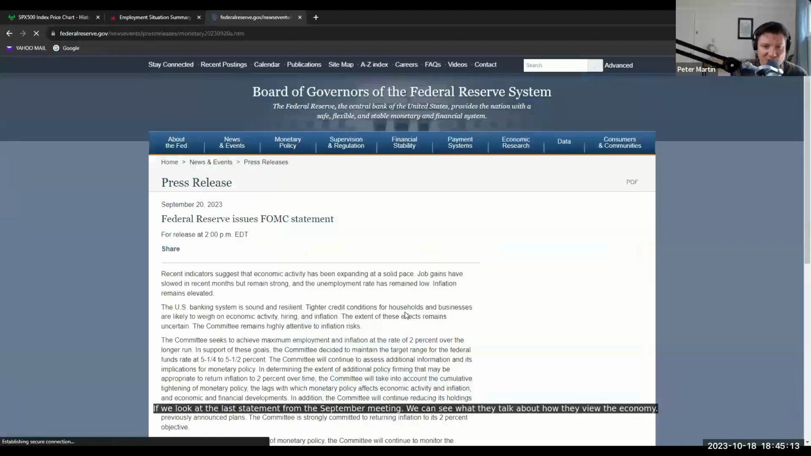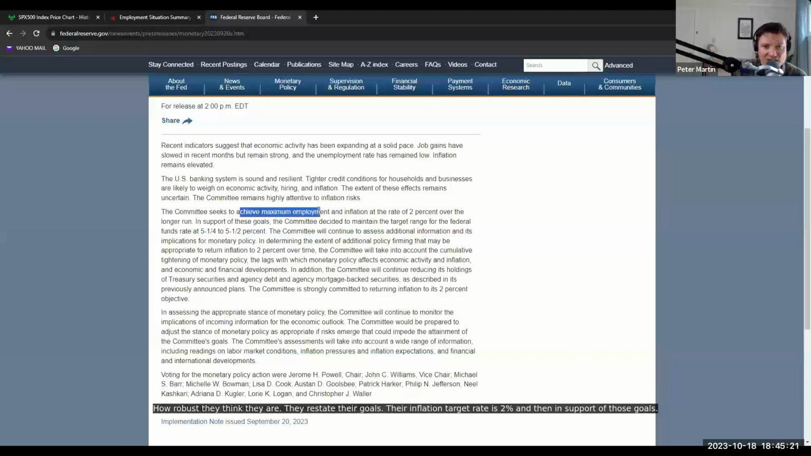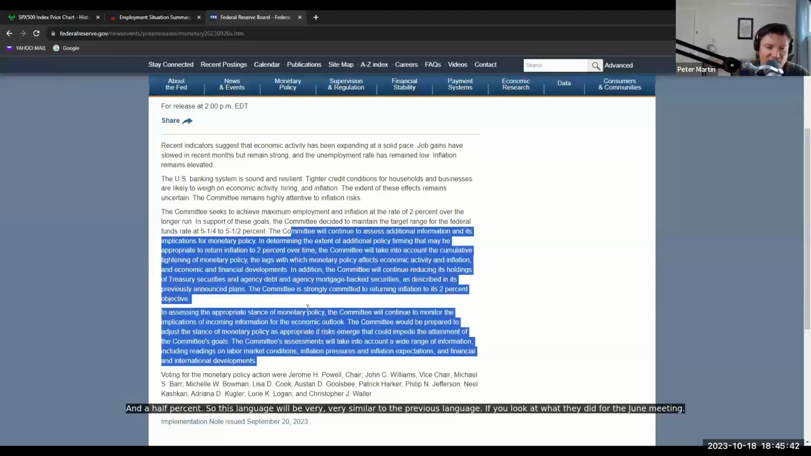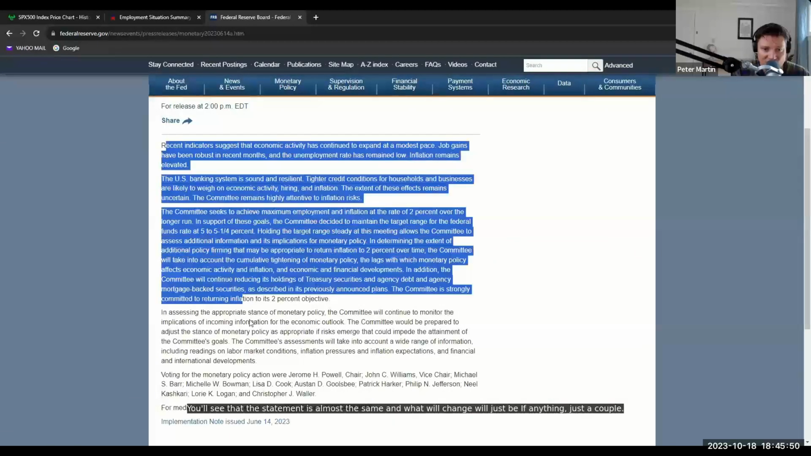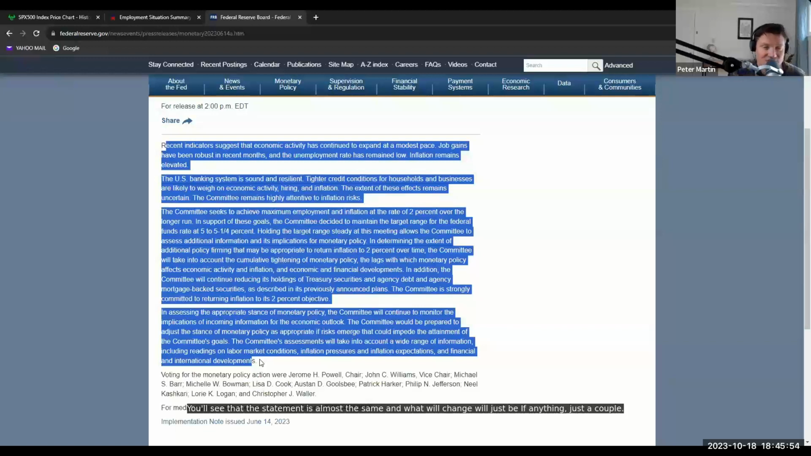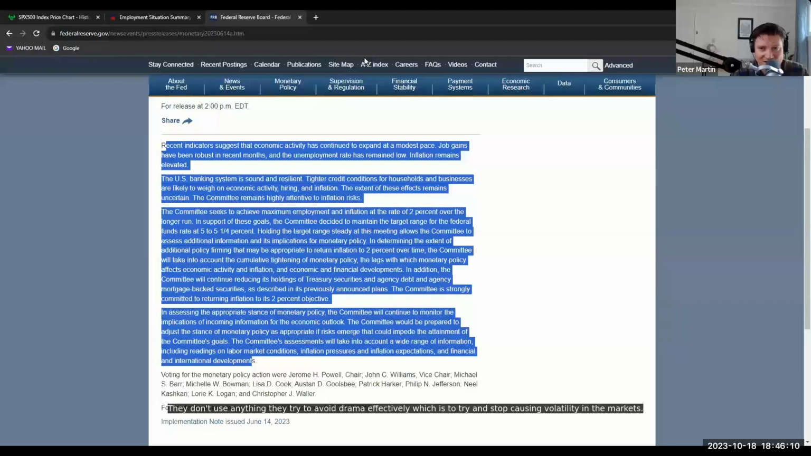If we look at the last statement from the September meeting, we can see what they talk about, how they view the economy, how robust they think it is. They restate their goals; their inflation target rate is 2%. And then in support of those goals, the decision here was no change in the federal funds rate, which has a range of 5.25% to 5.5%. So this language will be very, very similar to the previous language. If you look at the June meeting, you'll see that the statement is almost the same. What will change will just be a word or two here or there that subtly teases out the way they see things. They try to avoid drama, effectively, to try and stop causing volatility in the markets.